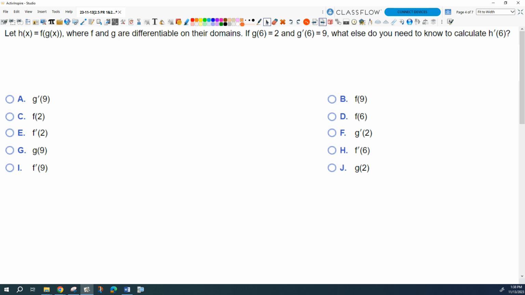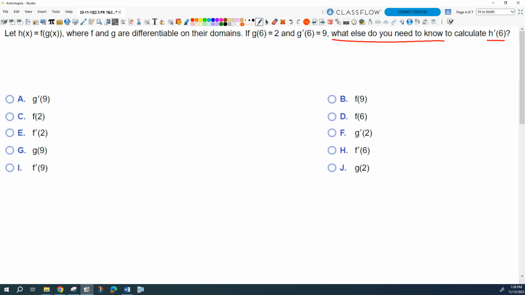Okay, what about a problem like this? This is like what the first assignment's about, just thinking about the chain rule and how it works. So if f and g are differentiable on their domains, h is a composition of the two. h of x is f of g of x. If g of 6 is 2 and g prime of 6 is 9, what else do we need to know to calculate h prime of 6?